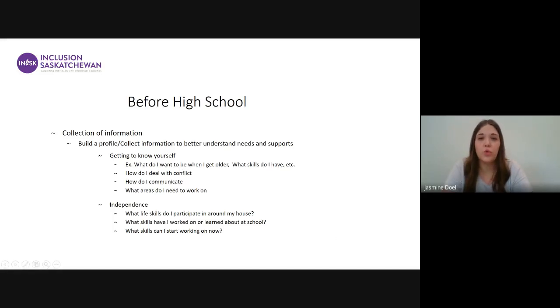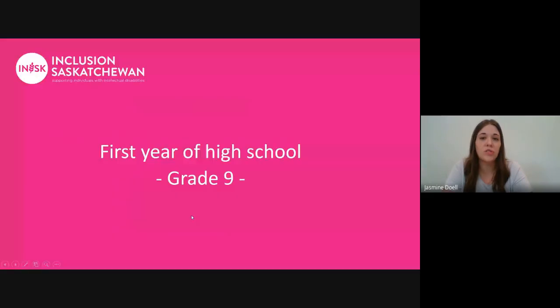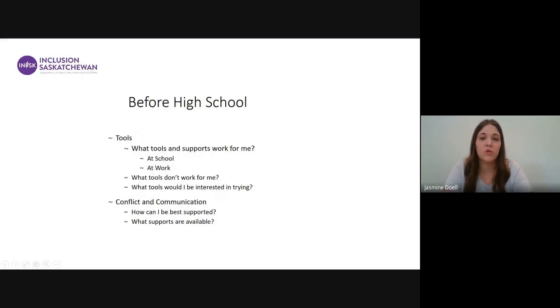And then add a section on tools and supports the student uses. So what tools and supports work for me? What supports do I currently have at school? What supports do I have at work? What tools don't work for me? What tools would I be interested in trying?